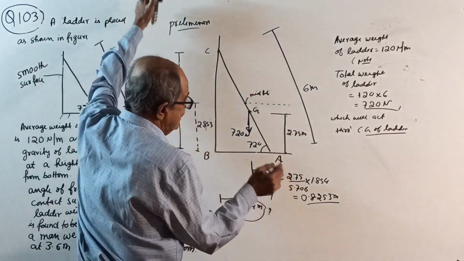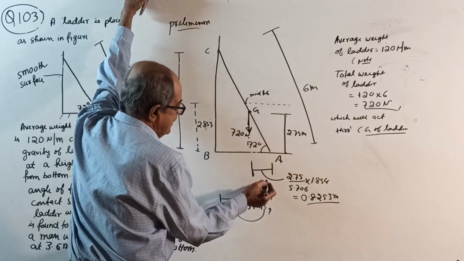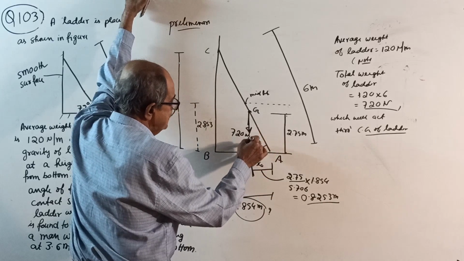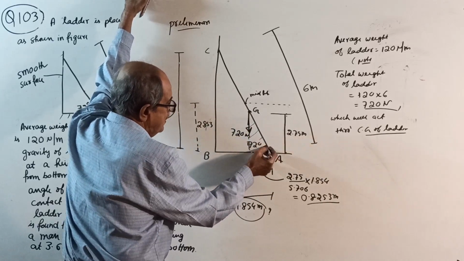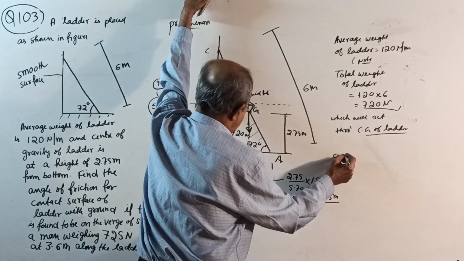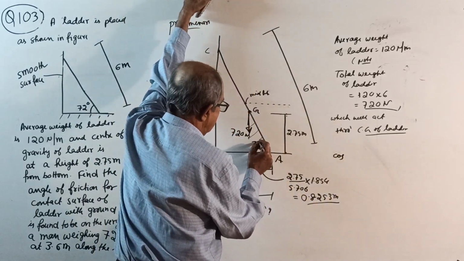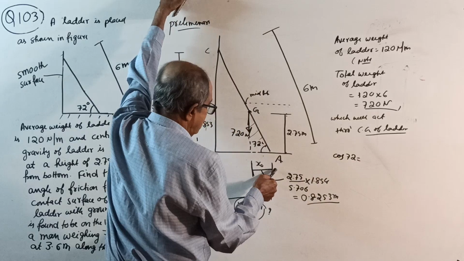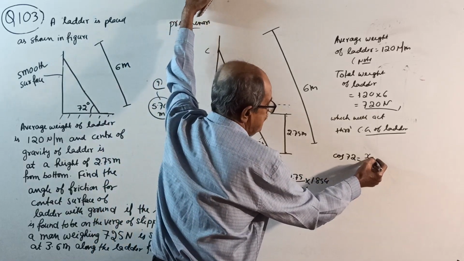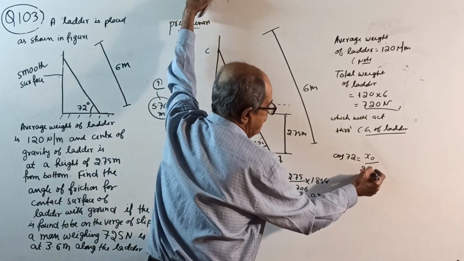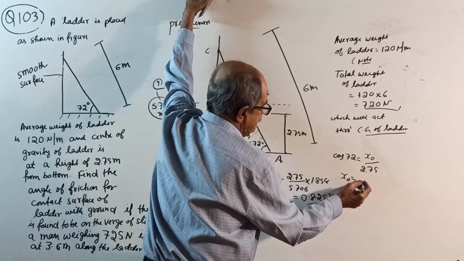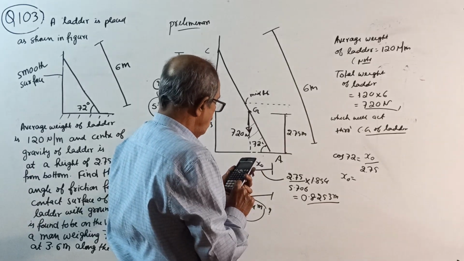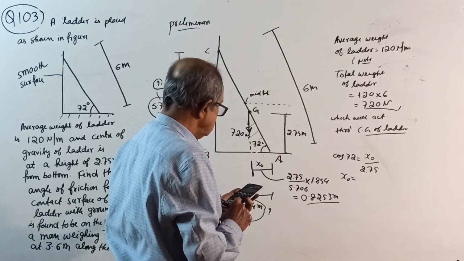Or you can do one thing. Those who find difficulty, take this as some x naught, some x distance. Use this triangle: cos of this angle, 72 degrees. Take this triangle: cos 72 equals x naught by 2.75. That will give you x naught equal to 2.75 into cos 72, which is 0.84. How?